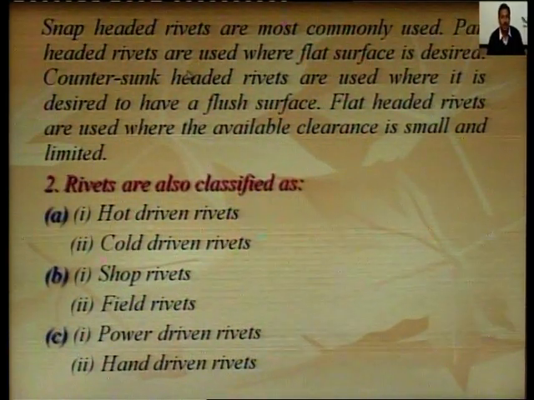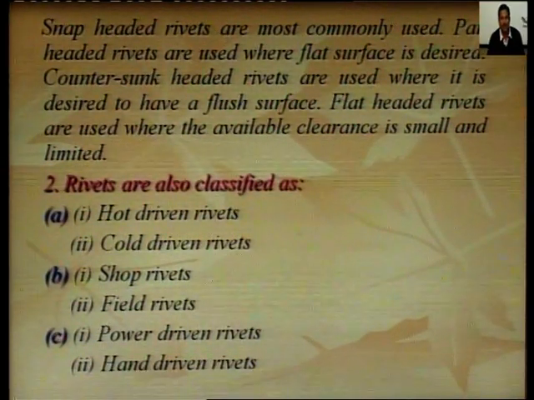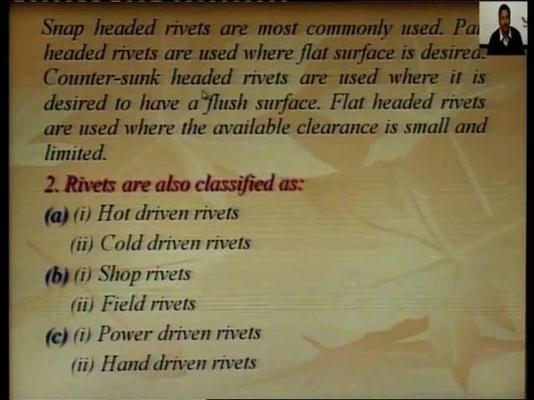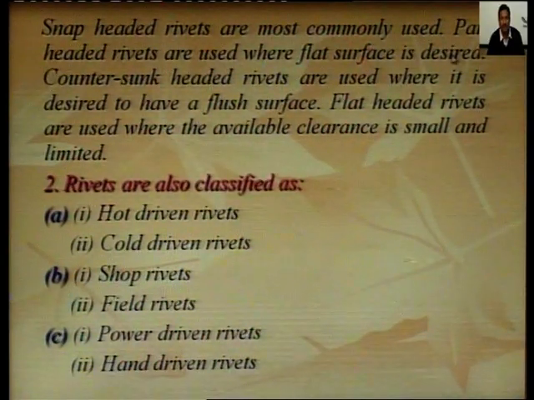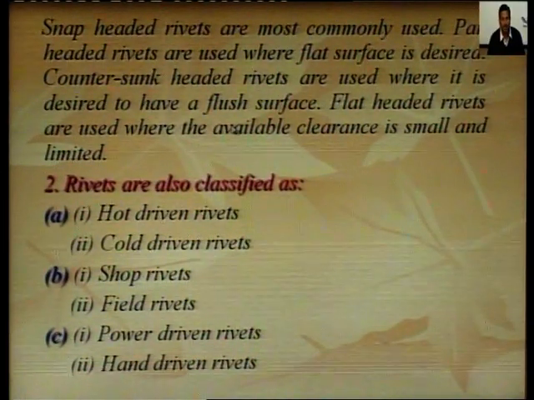Snap headed rivets are most commonly used. Generally, we use the snap headed rivet in steel structures. Pan headed rivets are used where a flat surface is desired. Countersunk headed rivets are used where it is desired to have a flush surface.